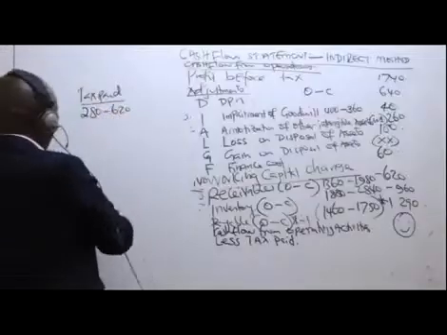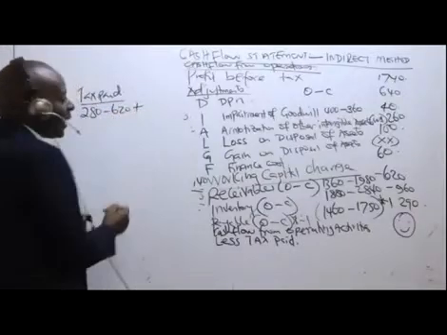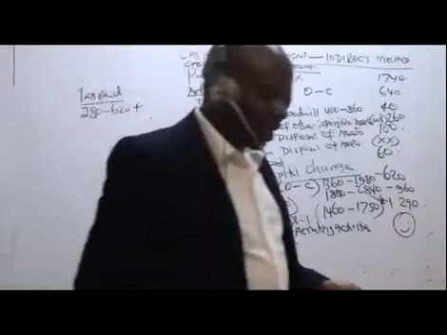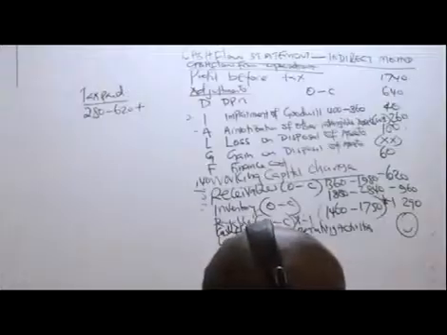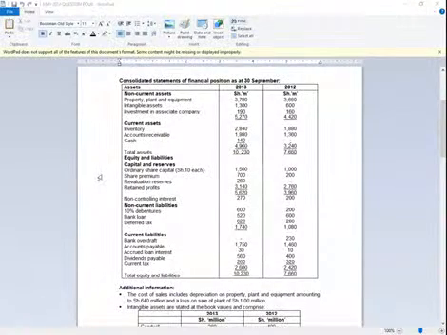So opening minus closing, plus the current tax. So current tax, I'm taking what minus what? Is there somebody who is able to see the current tax here? 320 minus 260. So plus 320 minus 260.